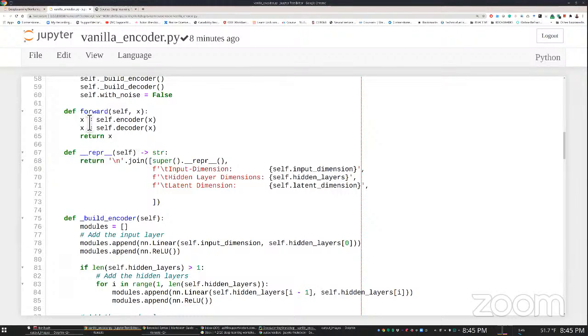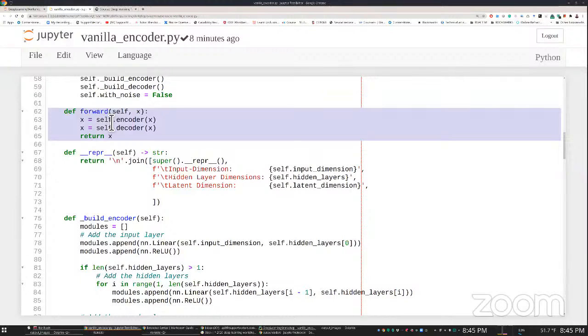The forward pass. By now, guys, who would like to explain what the forward pass does? What the forward method does? Anybody would like to explain? What does the forward method in PyTorch do?